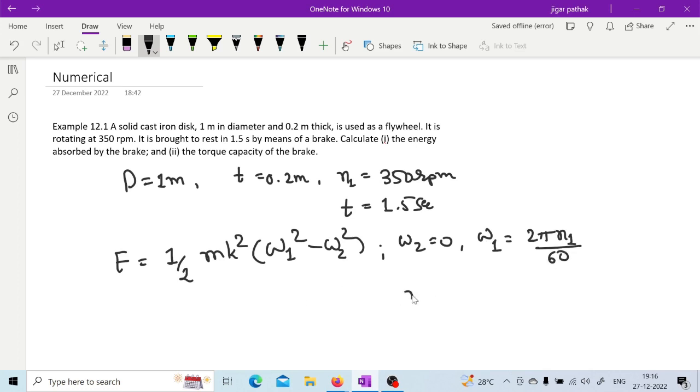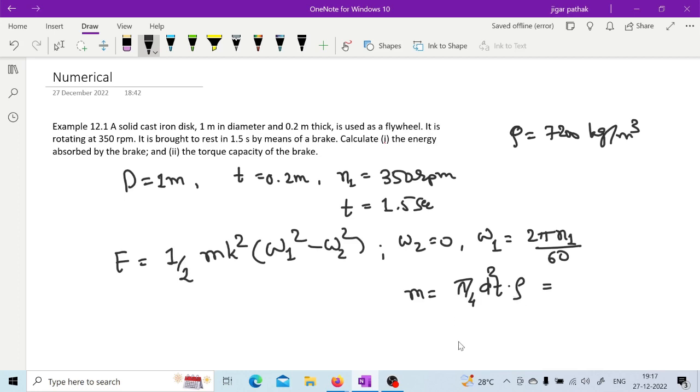Now, in order to calculate mass, you have to have the density. The density of cast iron is not mentioned here, so you can take the density as 7200 kg per meter cube. Once you have this, you can calculate the mass, because you know the diameter and the thickness. So volume will be π/4 d² into t, and you have the density also now, so you can calculate the mass.